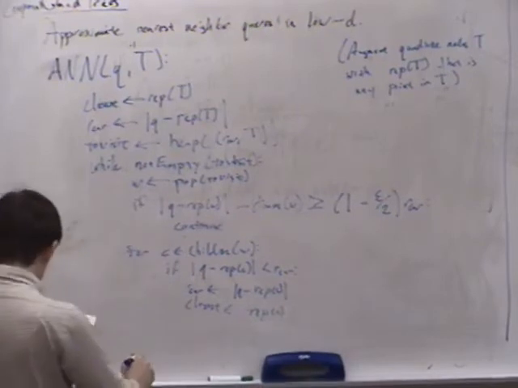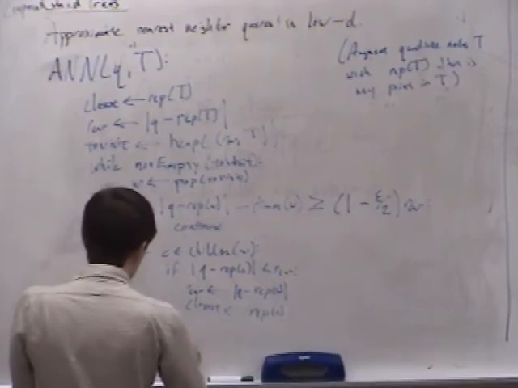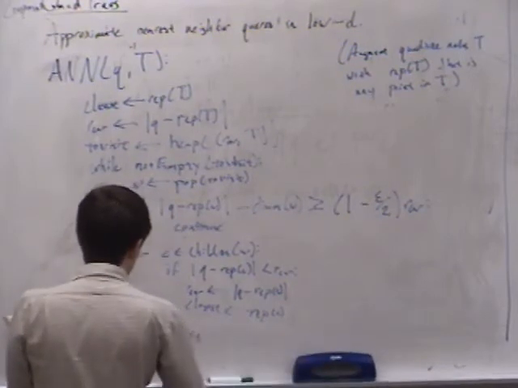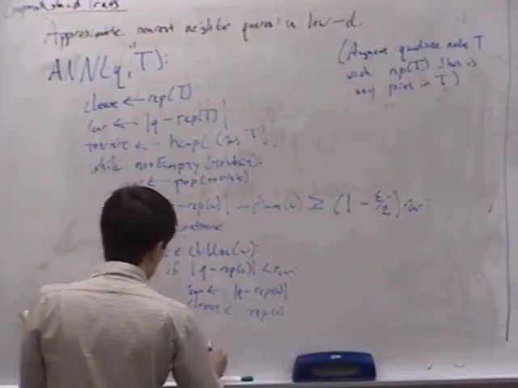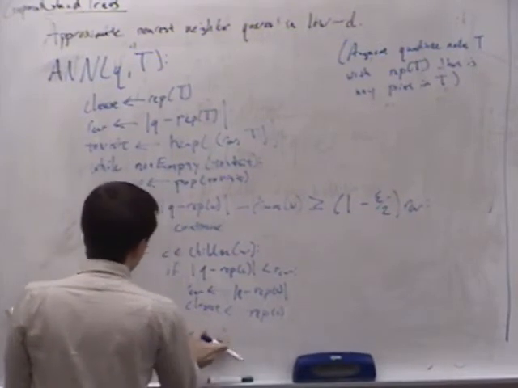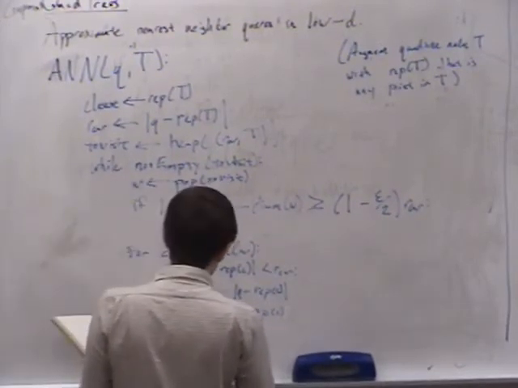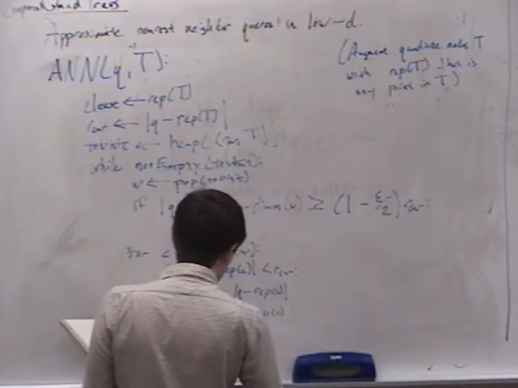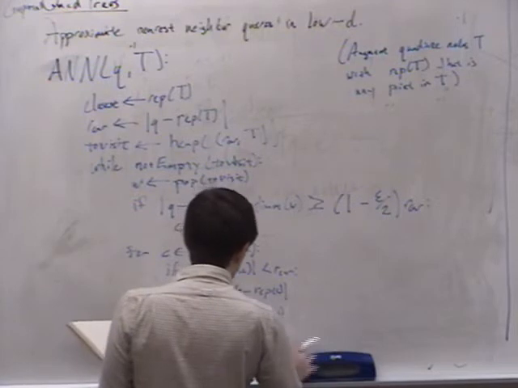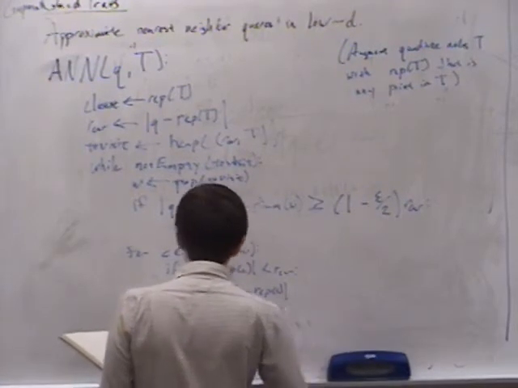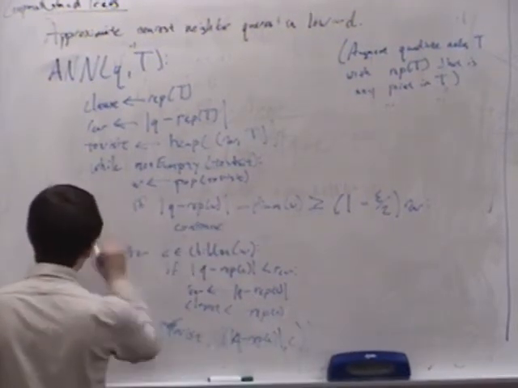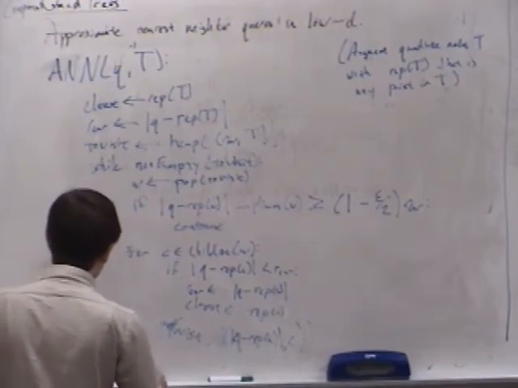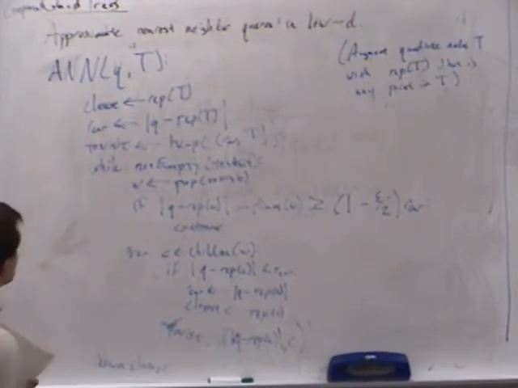All right. And when we're all done, we're going to push c onto this queue. So we'll do push to_visit c, or we'll add it as this pair, ‖q − rep c‖, then c. And when we're all done with this whole loop, we're going to return the closest point that we found. So that's the idea.